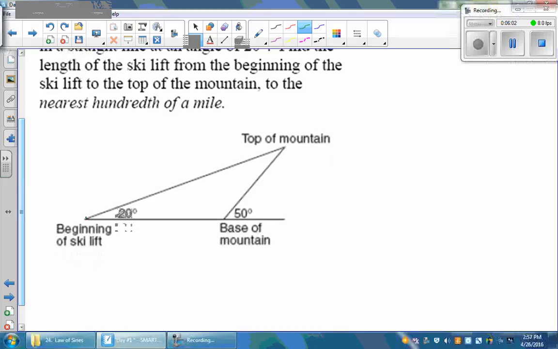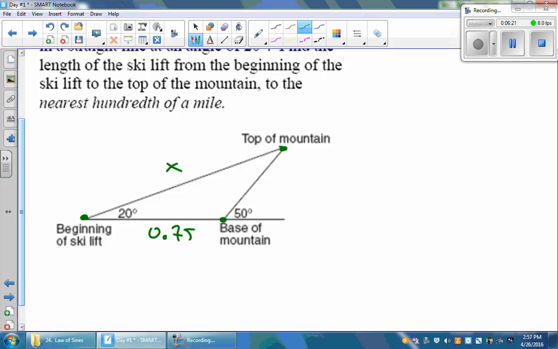All right, so here's what we're looking for. We would like to find the distance from the beginning of the ski lift to the top of the mountain, so I'm going to call that x. Now, if I look at my picture, I do have some information missing. I was told in the question that the distance from the beginning of the ski lift to the base of the mountain, that was that 0.75, and that's important.